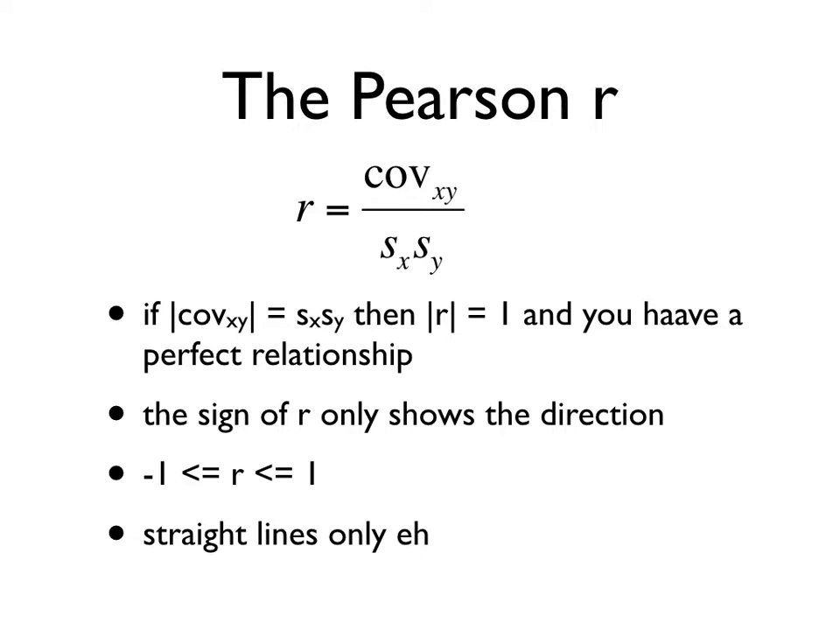Because of the way it's calculated. The math behind this, think about it, we're dealing with deviations from a mean. If we were to put a straight line here, sometimes it's above, sometimes it's below.